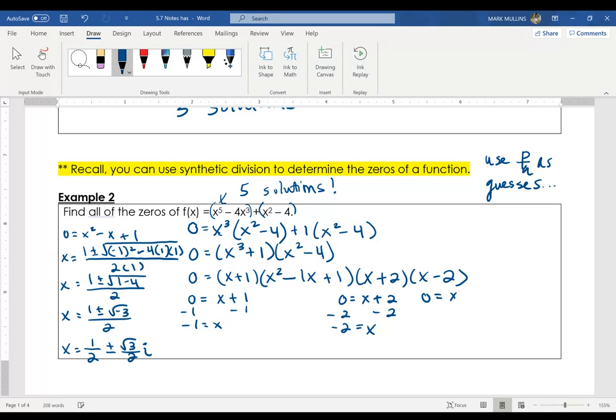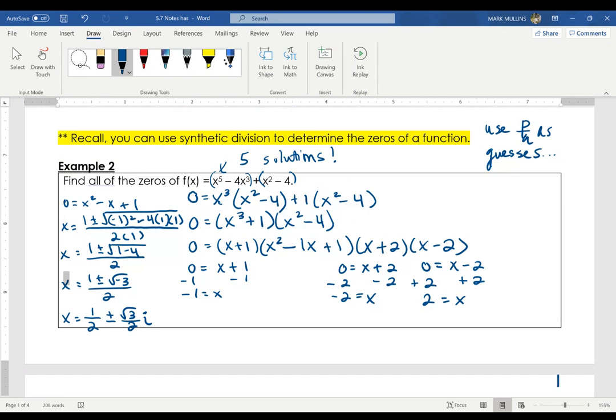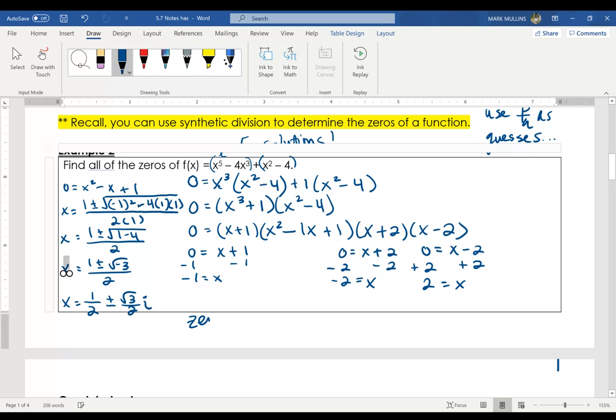And the last one, if 0 equals x minus 2, and I add 2 on both sides, then 2 equals x. My last step is to write out all my zeros, which is a pretty big list at this point. Negative 2, negative 1, 2, and then I have 1/2 plus the square root of 3 over 2i, and 1/2 minus the square root of 3 over 2i. So just like we were expecting, fifth power, we have 5 solutions. We had some imaginary ones, and there were none repeated on this one. But we did have 5 solutions.